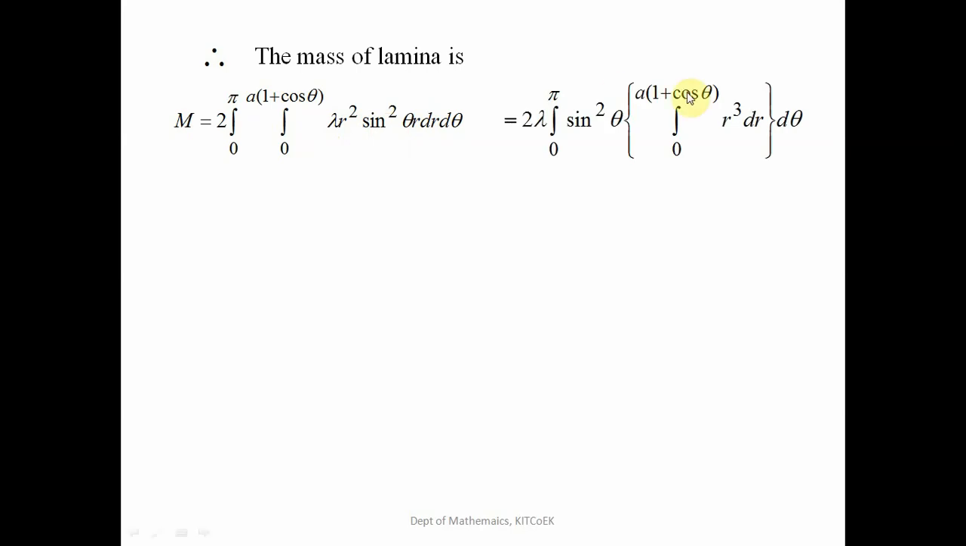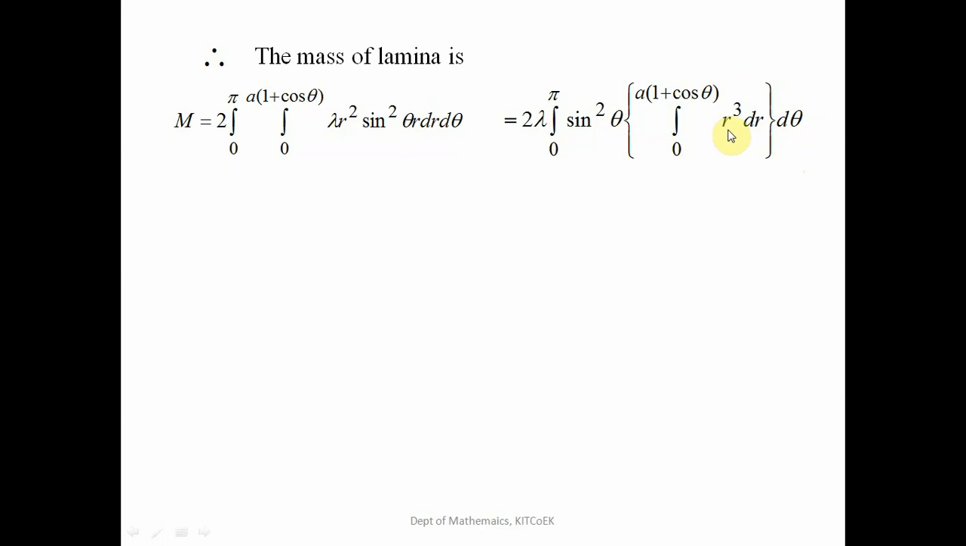So our next step is 2 lambda, the constant multiple, taken outside throughout. Sine square theta is taken outside this inner integral as we are integrating with respect to r. So 0 to a into 1 plus cos theta, this r into r square, it is r cube dr, and then further the value of this integral is to be integrated with respect to theta. Evaluate this bracketed integral.